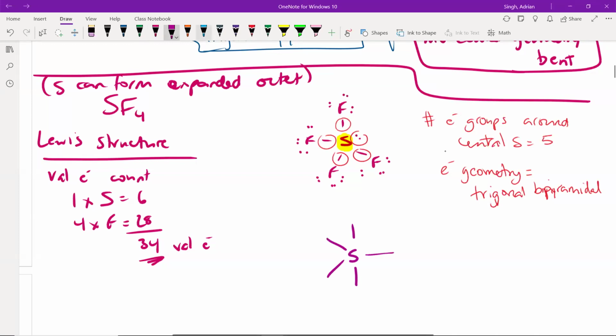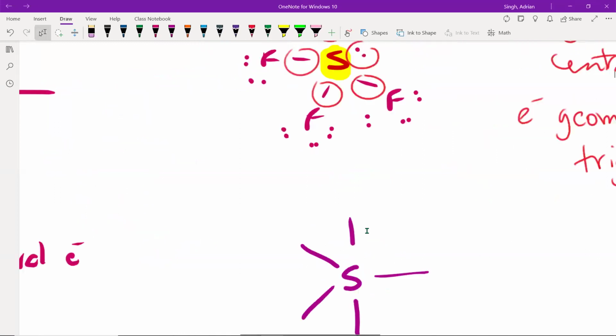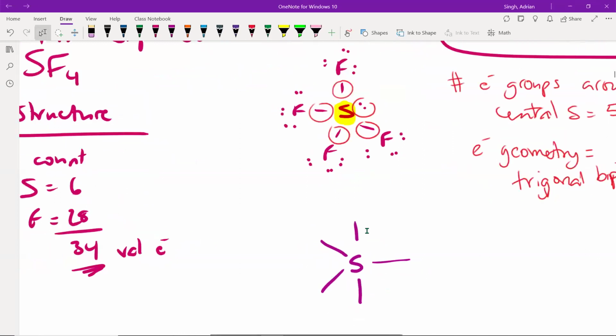So if you can imagine, if this were a globe, like so, this is the equator that kind of goes around like so, and then you have your North Pole and your South Pole, right? That's the way to visualize the positions in the trigonal bipyramidal structure. So I'm going to erase that because it becomes a little cumbersome. Okay, so I have now my SF4.